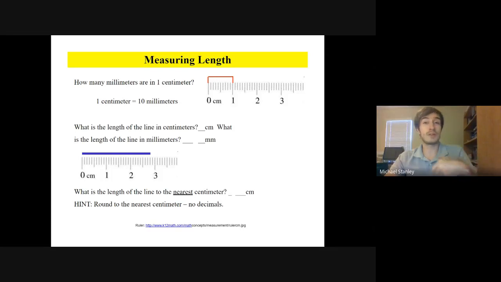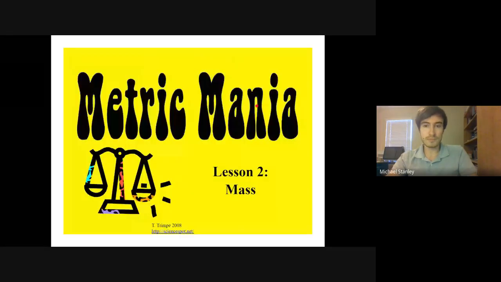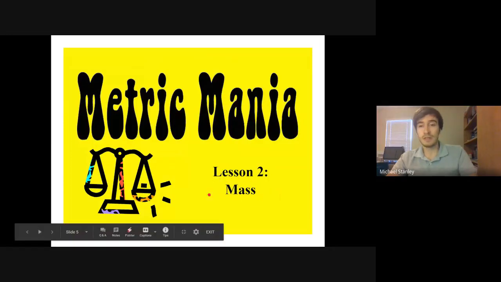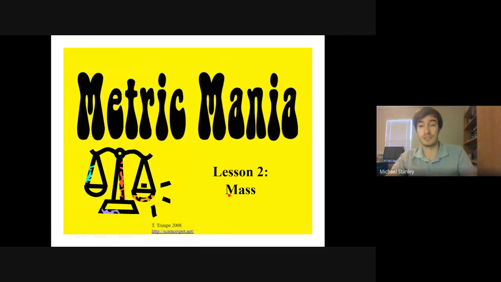So the other two things that we're going to talk about, hopefully you'll see that they have a similar pattern in terms of how their measurements work, as we saw when we were talking about measuring length. So up next, we're going to talk about mass, which is the scientific term for how much something weighs, essentially.